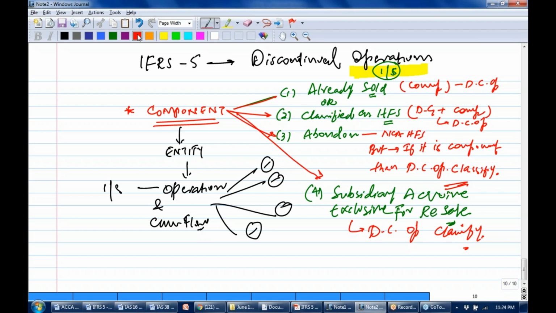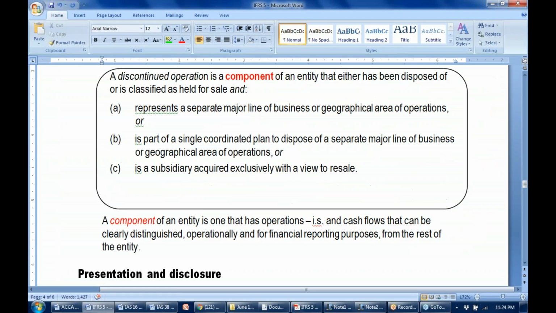But do remember one thing. Based on this: already sold, classified held for sale, leave aside abandoned, leave aside subsidiary acquired exclusively for sale. If any component is already sold or classified as held for sale, and it represents a separate major line of business. In my case, Unilever's edible oil is a separate major line of business. Of course, in the case of a restaurant, each restaurant is a component. So an individual restaurant, if it's a component, is a separate major line of business, or geographical area of operations. In my case, 4 different restaurants are components, so each area is a geographical area.